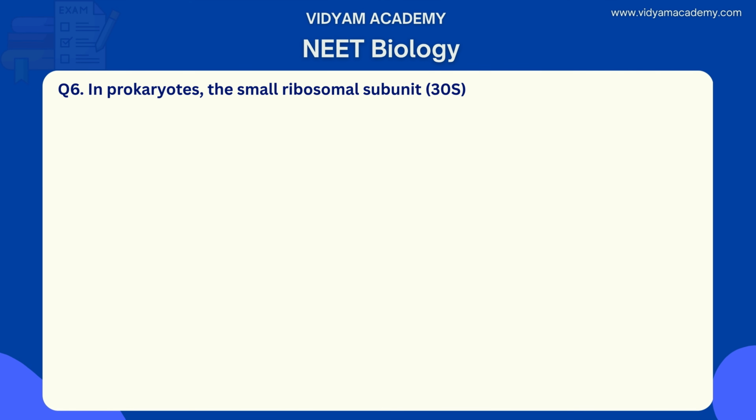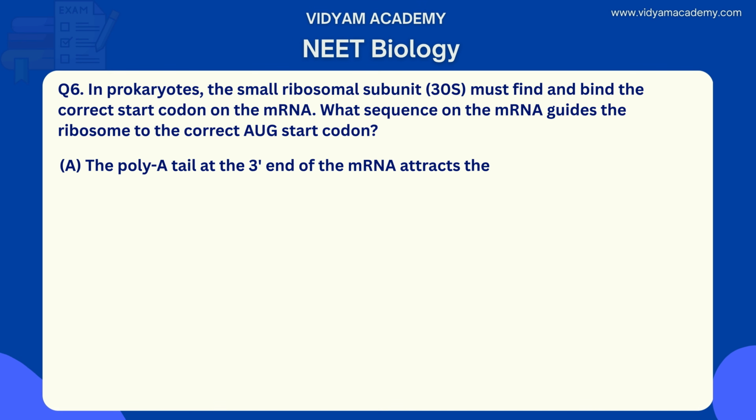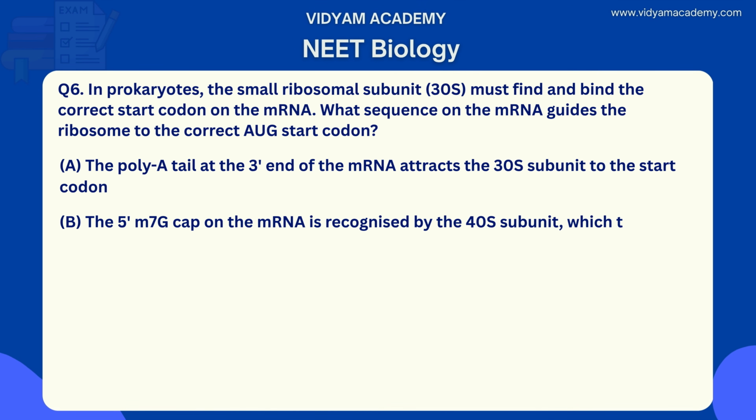Next, question number 6. In prokaryotes, the small ribosomal subunit, the 30S, must find and bind the correct start codon on the mRNA. What sequence on the mRNA guides the ribosome to the correct AUG start codon? Option A. The poly A tail at the 3' end of the mRNA attracts 30S subunits to the start codon. Option B. The 5' m7G cap on the mRNA is recognized by the 40S subunit, which then scans for AUG.